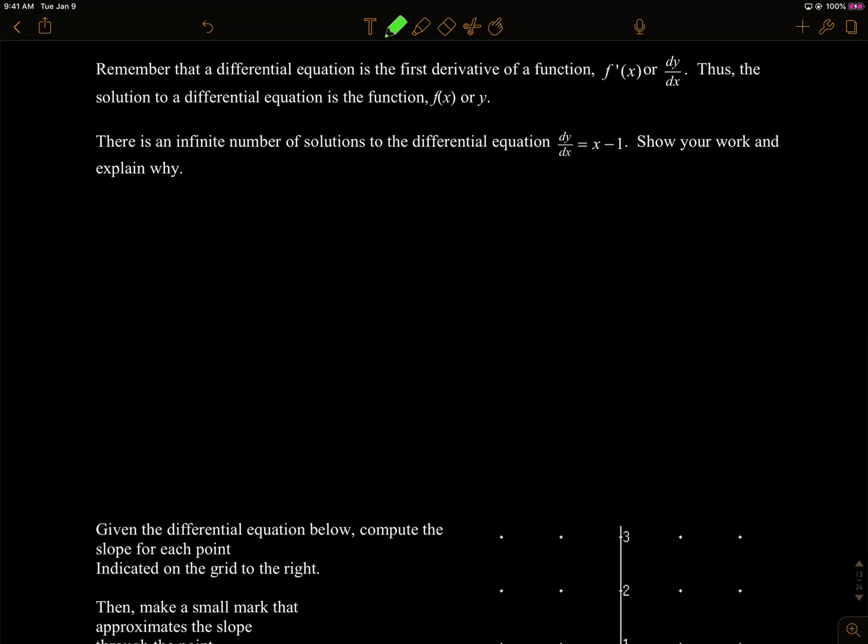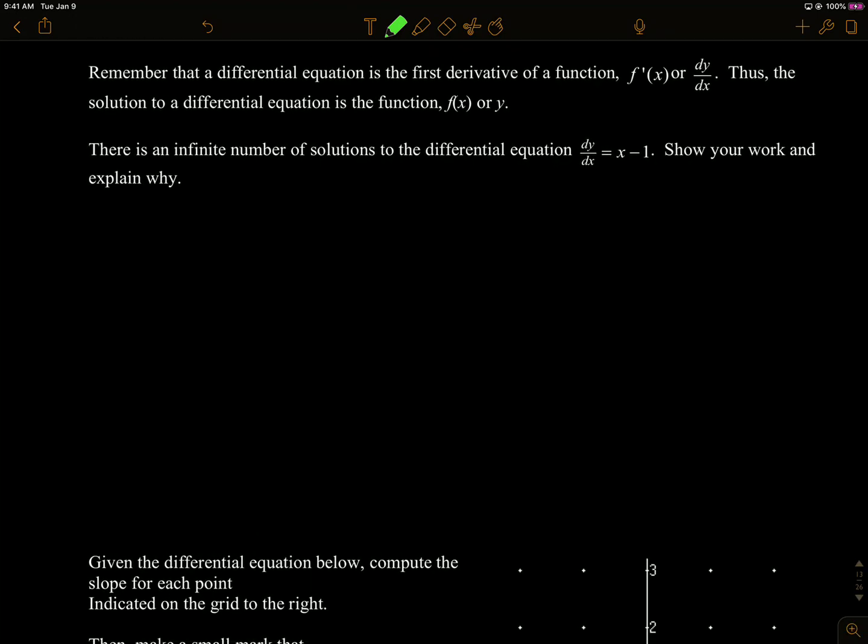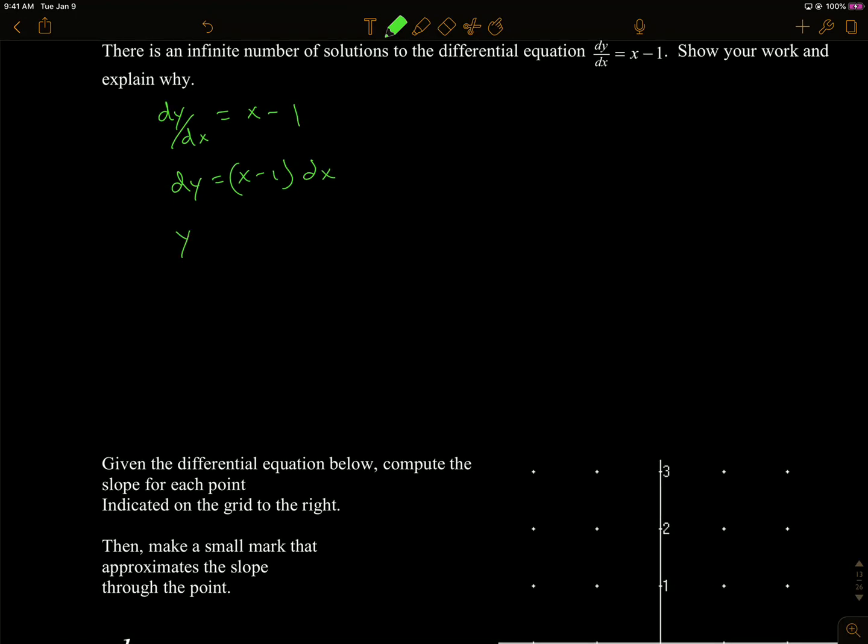So let's do what they're asking us to do here, which is a little bit of practice from last section. We want to solve the differential equation. If I separate the variables, I then integrate both sides. So the integral of dy is y. I apply the power rule. I get 1/2 x squared minus x plus c.